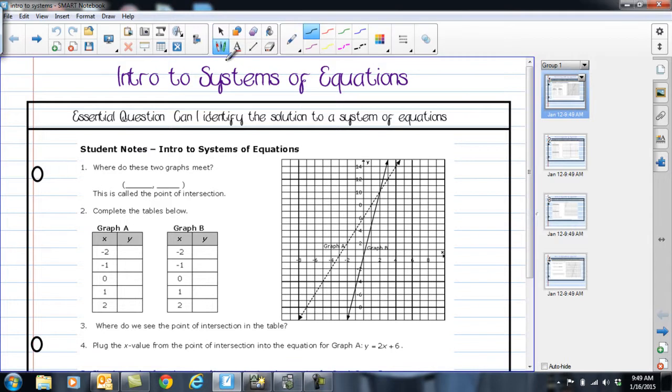All we're going to do today is learn what a system looks like, what the solution to a system looks like, and a couple of different ways to find it. So here are your notes.